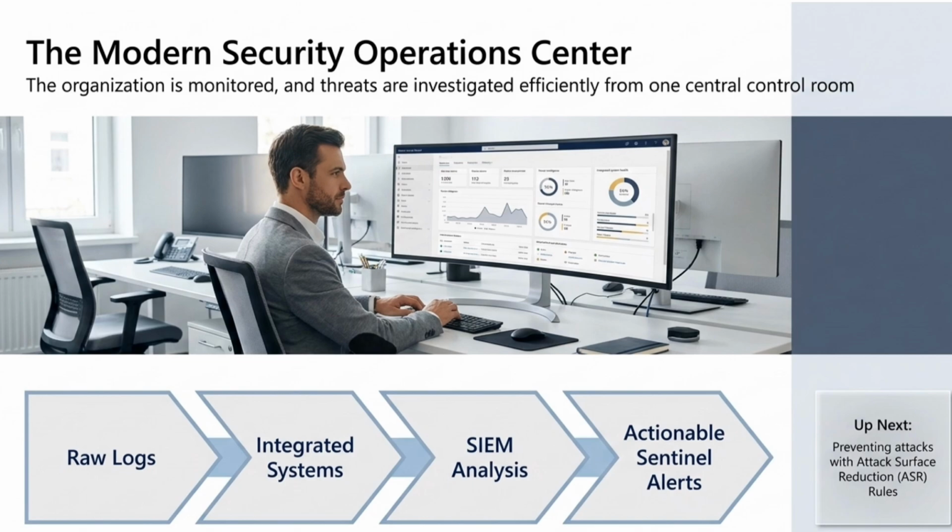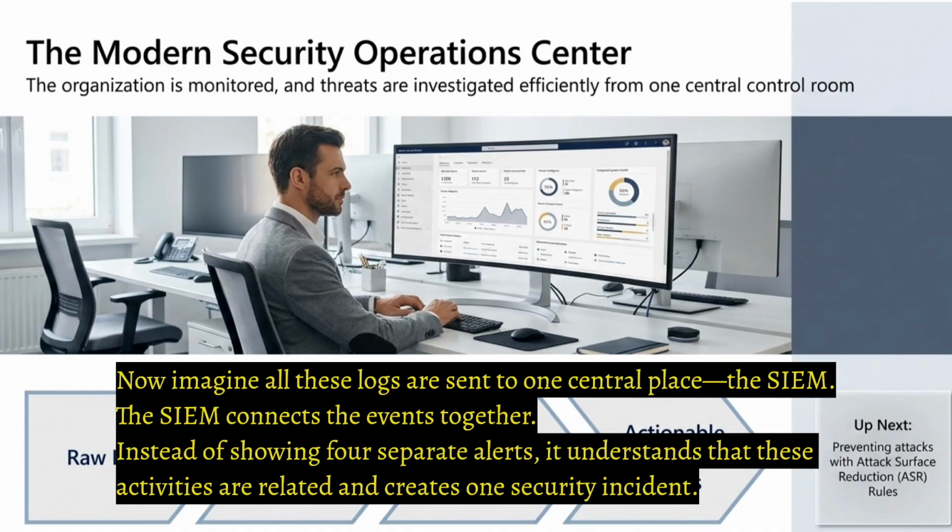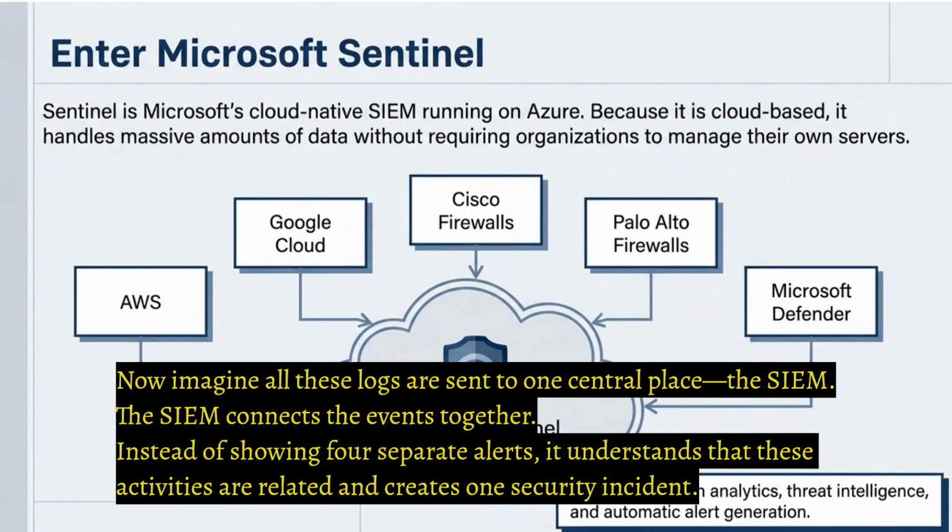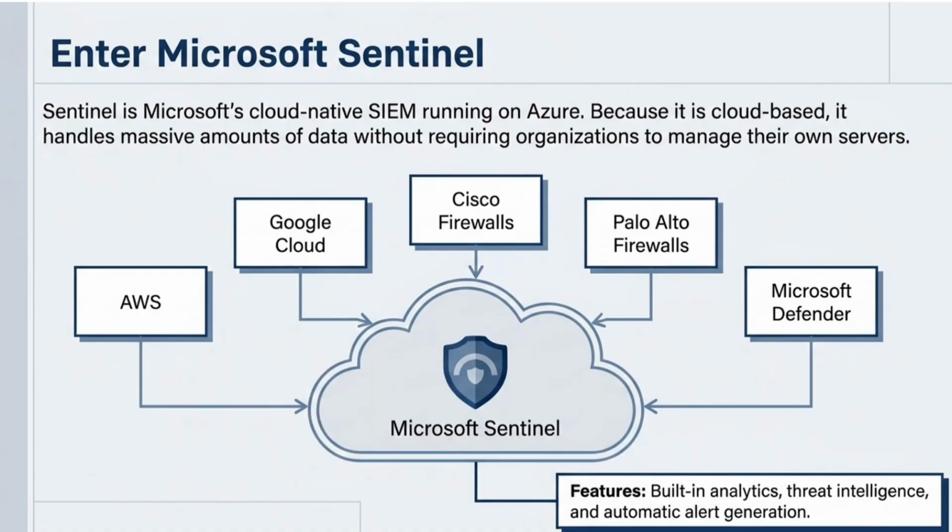Step 3. The attacker tries to connect to an unknown website. The company's firewall blocks the connection. The firewall also creates a log. Step 4. The attacker tries to log in using a stolen password. Windows records the login attempt. Another log is created. Now imagine all these logs are sent to one central place, the SIEM. The SIEM connects the events together. Instead of showing 4 separate alerts, it understands that these activities are related and creates one security incident. Now the Security Operations Center, SOC team, can investigate quickly. This is why SIEM is so powerful. It does not just collect logs, it helps connect the dots.